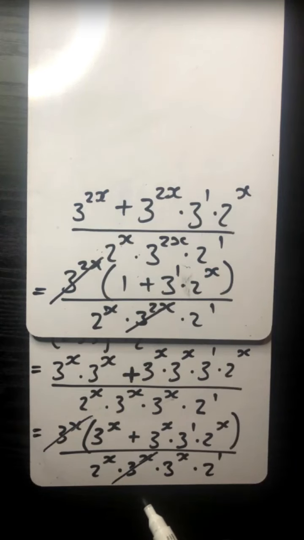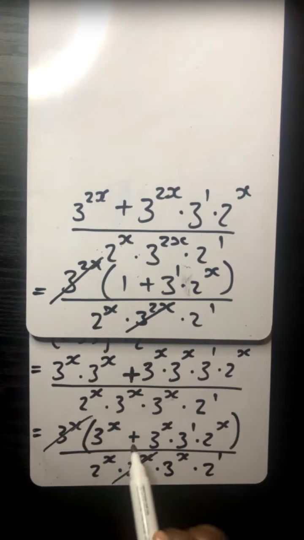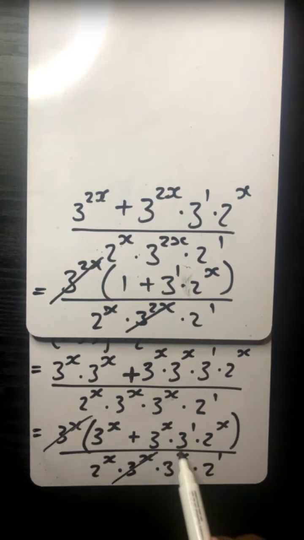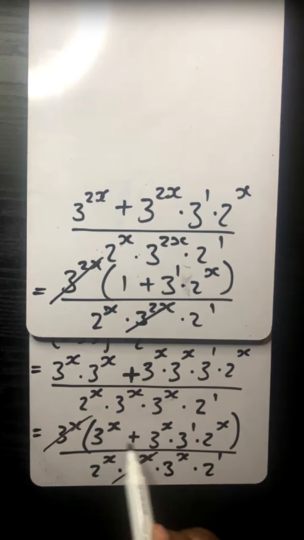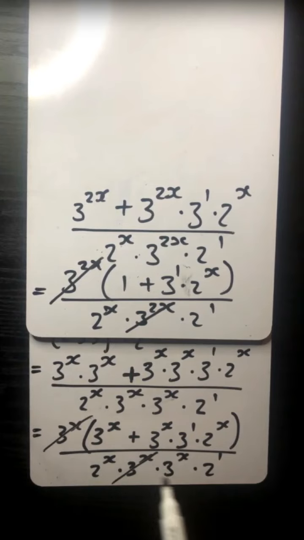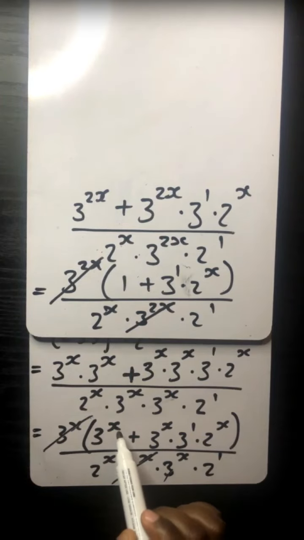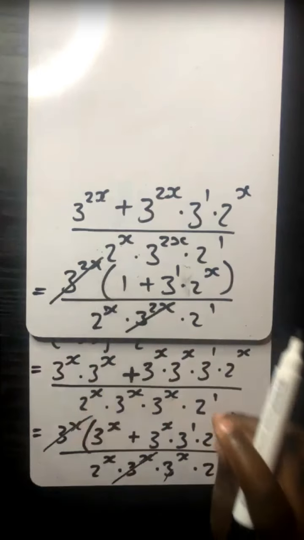Then from there, it means you've got 3 to the exponent x plus 3 to the exponent x and all of that. Then you will still need to take out 3 to the exponent x again as a common factor because it's there and there. Then that 3 is going to cancel also that one. Then you will remain with this part.